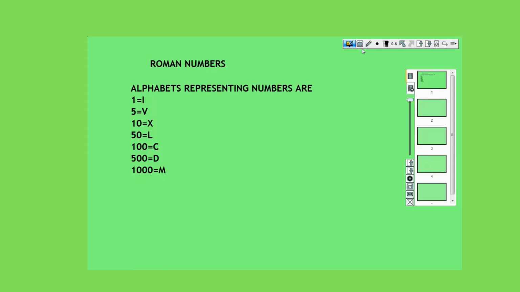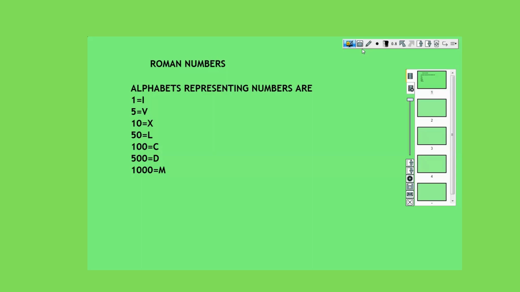So, the first thing that we need to see is what are the alphabets that actually represent a Roman number. I have written it on the screen, you can check it. So, one is represented by I, a capital I, 5 is represented by a V, 10 is represented by X, 50 is represented by L, 100 is represented by C, 500 is D, and 1000 is M.